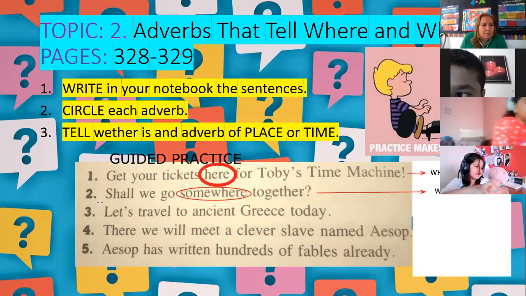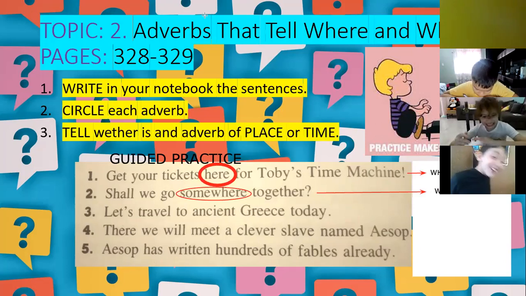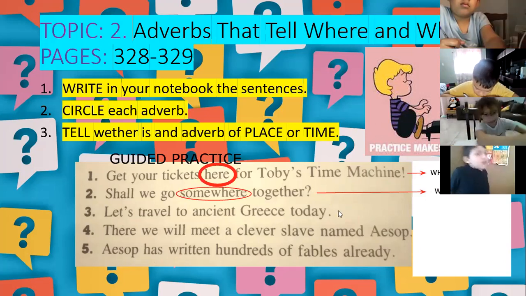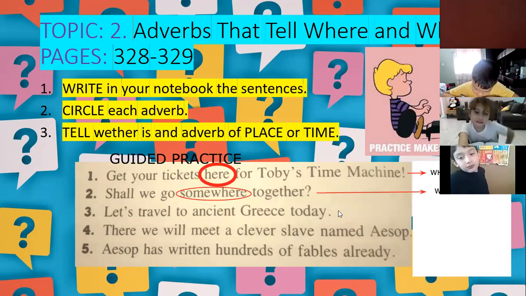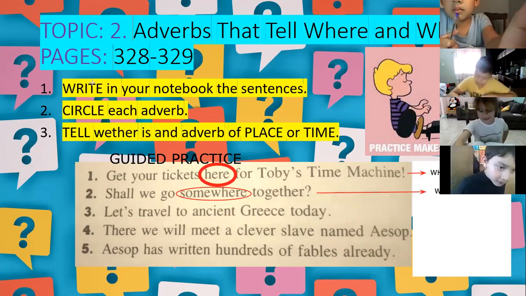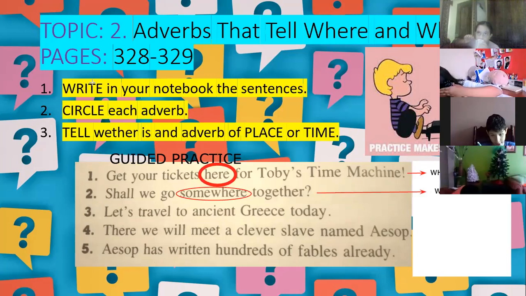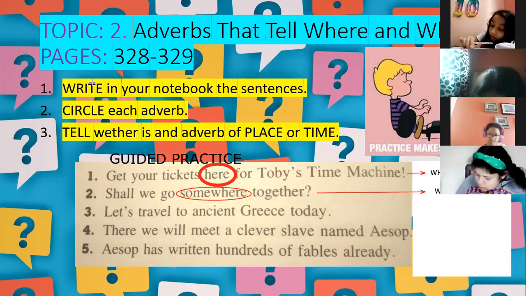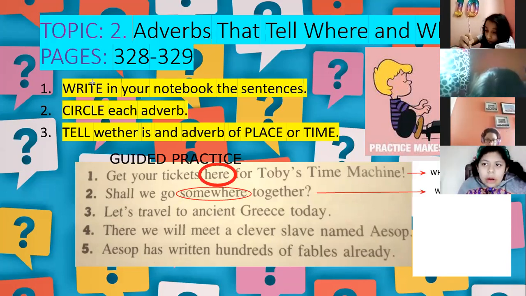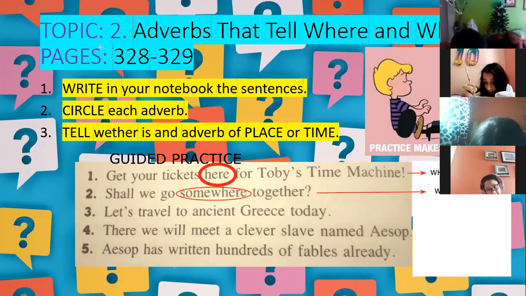Travel. No. Let another student try. I have many kids laughing. Let's try to start. Travel. No, you didn't listen to Santiago. Santiago says travel, and I say no. Alan, you are covering your camera with your finger. Don't do it. Another student? Maria Jose. Another student? Alan. Grace. No. Another student? Jose Enrique.